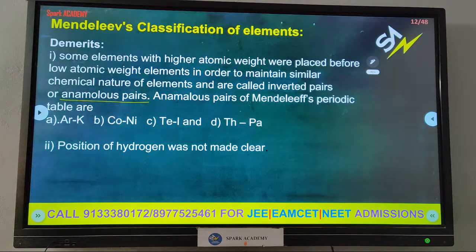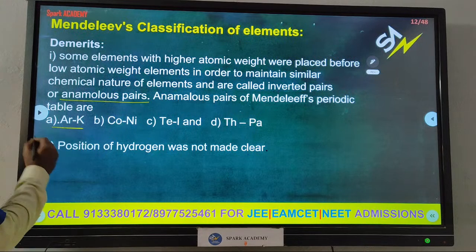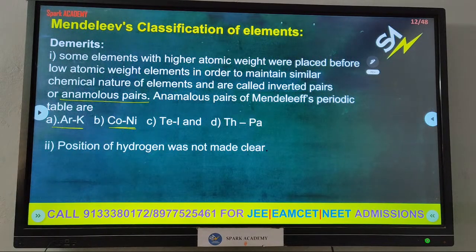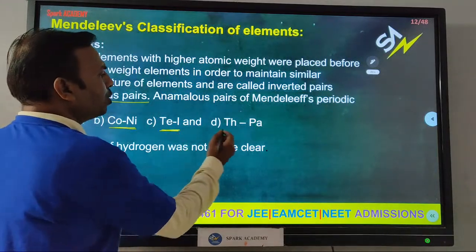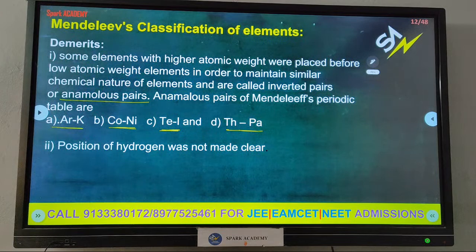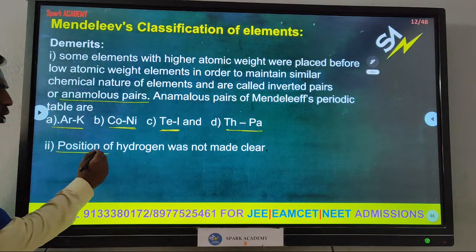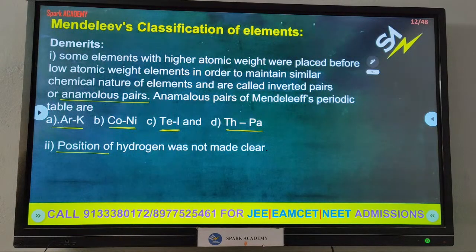Like what? First, argon and potassium. Second, cobalt and nickel. Third, tellurium and iodine, thorium and Pa. In these, the higher atomic weight element is placed first, and the lower atomic weight element comes after. So this is the first demerit of the Mendeleev periodic table. Now, the position of hydrogen. The position of hydrogen was not made clear. He placed hydrogen above the metals, so it is not clear in his periodic table.